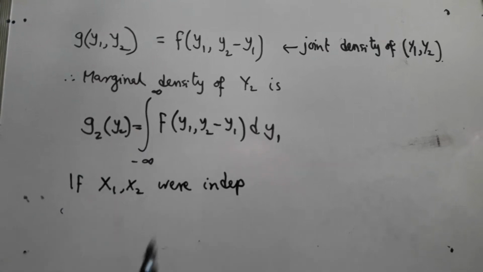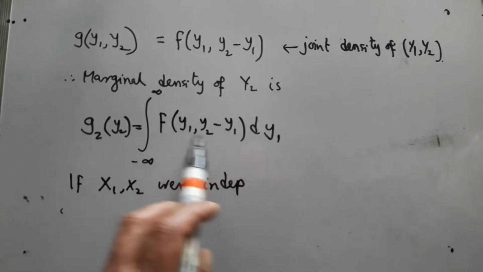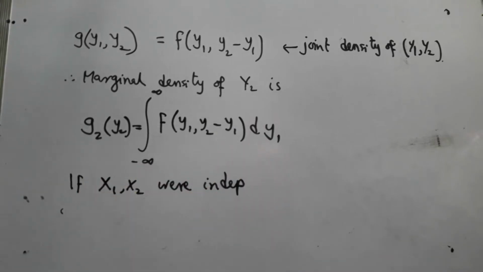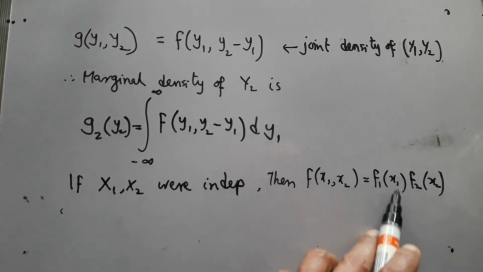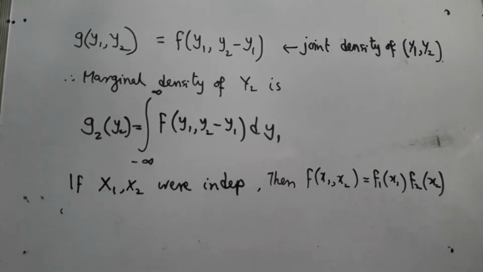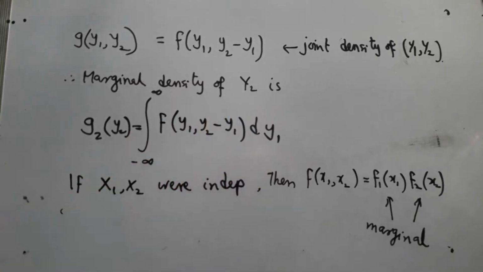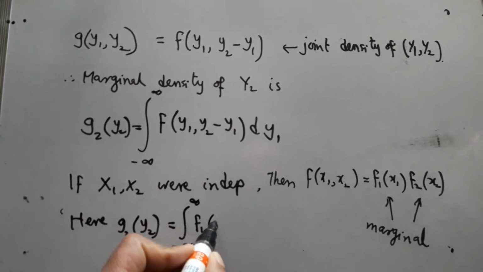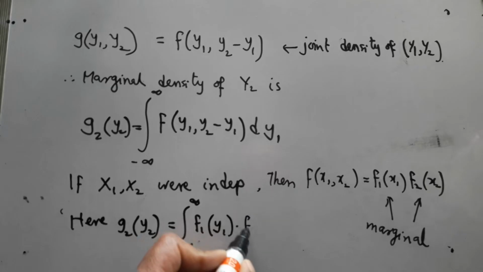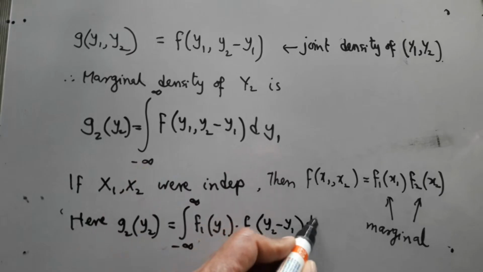Now suppose I give you the extra assumption that x1 and x2 were independent, because that is the situation that we will be dealing with most often. In that case, this joint density will factorize. You will have the marginal density of x1 and the marginal density of x2. If you just factorize it, you can write it as the integral of f1(y1) times f2(y2 minus y1) dy1.